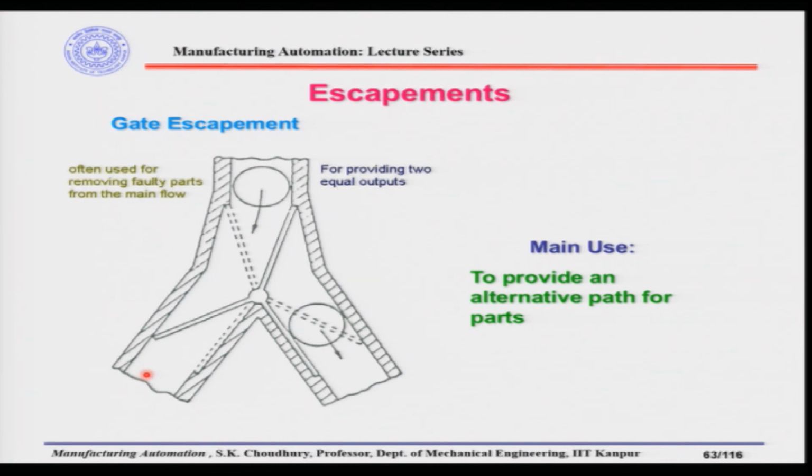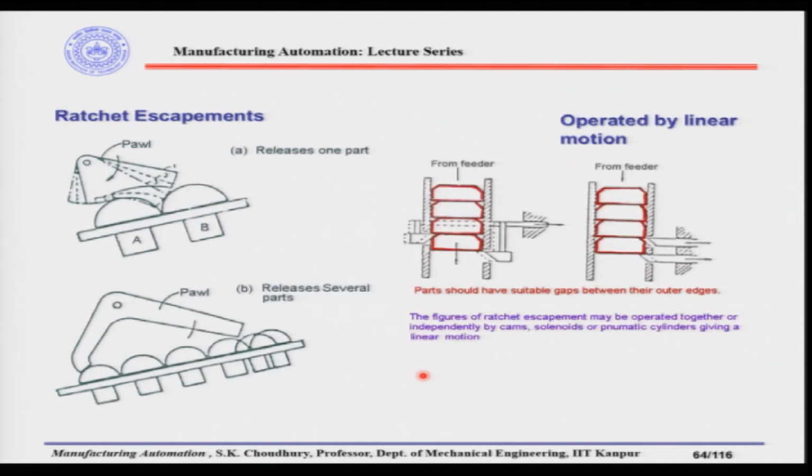First of all, once again the two parts can be fed to two different assembly machines, or the faulty parts from the main flow can be taken out. Let us see the other types of escapements that we have.